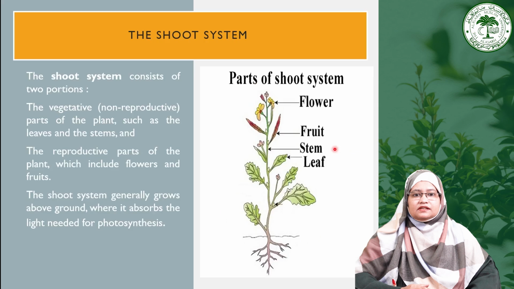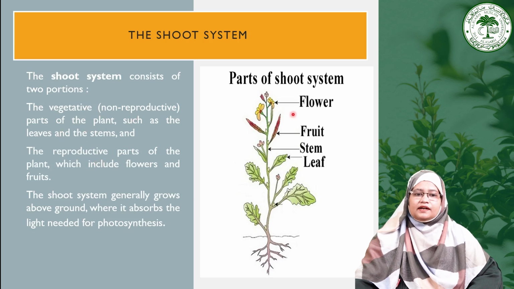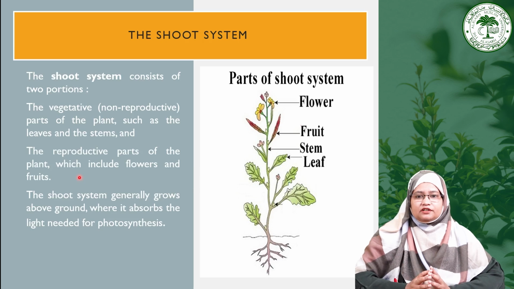Now next is the shoot system. In the shoot system, as I have told you earlier, the shoot system has two main parts, that is the vegetative organs and reproductive parts. In vegetative parts there are leaves and stem. In reproductive part there are fruit and flower, which are the parts of the reproductive system of the plants.